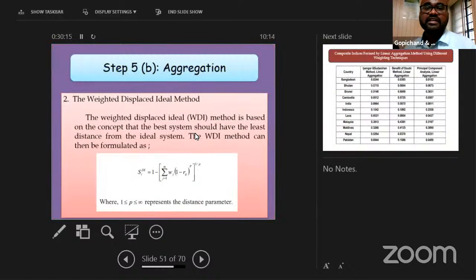Weighted displaced method: in this also one benchmark, one ideal score is taken. Based on that, we measure the distance between the ideal score and the actual present indicator score.